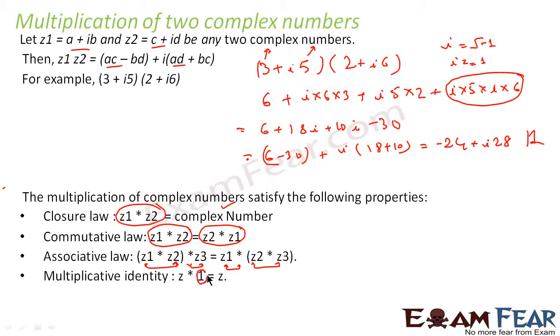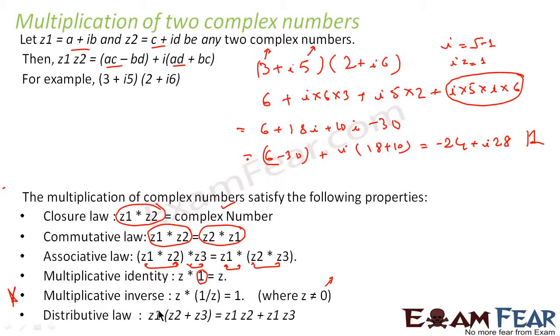Similarly, for every complex number you have a multiplicative identity, that is 1. You multiply that complex number with 1, you get the same complex number. There is something called multiplicative inverse. This is important. For every complex number z, there is a complex number called 1 by z. When you multiply 1 by z to z, you get 1. And please make sure z should not be equal to 0, because if z is equal to 0, 1 by z is infinite. Also, the distributive law holds true for multiplication. You say z1 into (z2 plus z3) or z1 z2 plus z1 z3, both are the same.